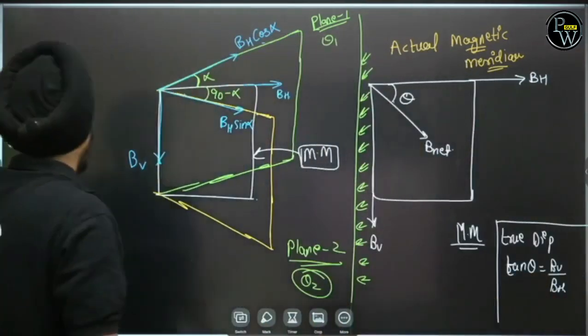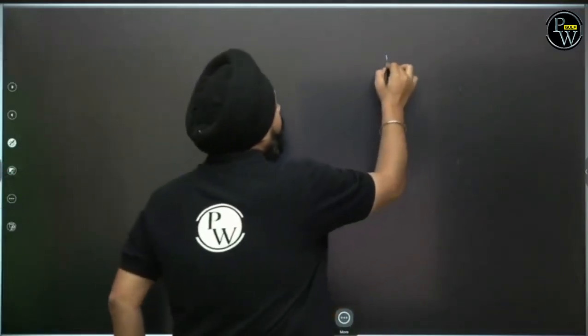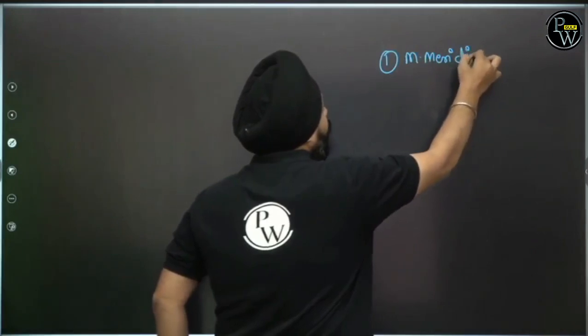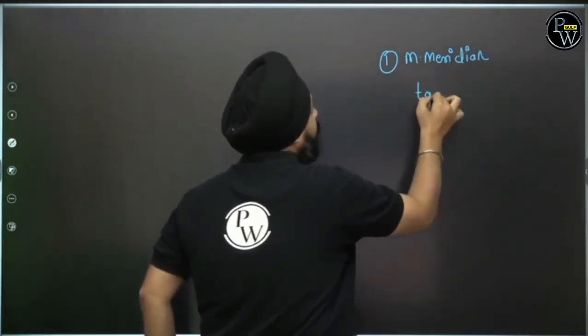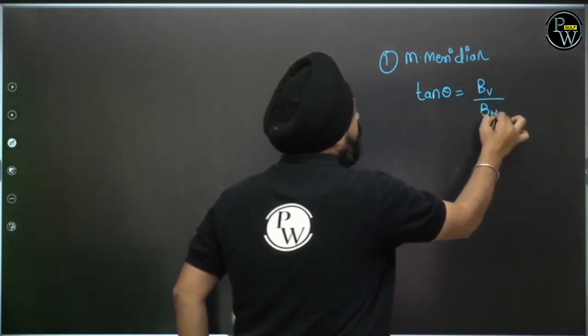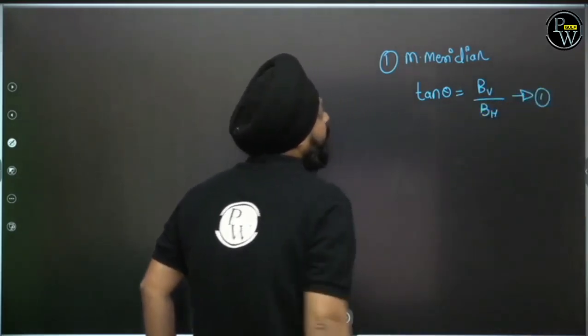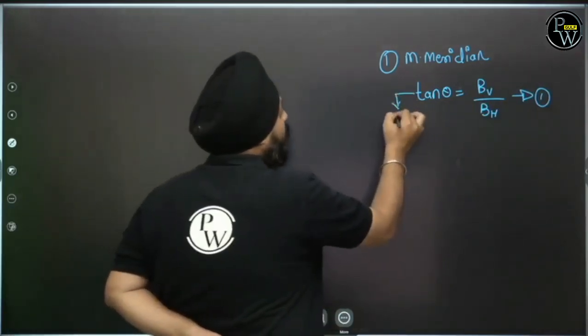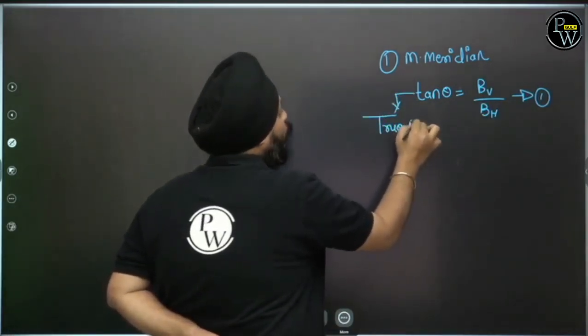Okay, so let's move on. First calculation will go on for the magnetic meridian according to the formula of true dip. Tan of theta is equal to vertical component by the horizontal component. Consider this as equation number 1. This is the concept of true dip.